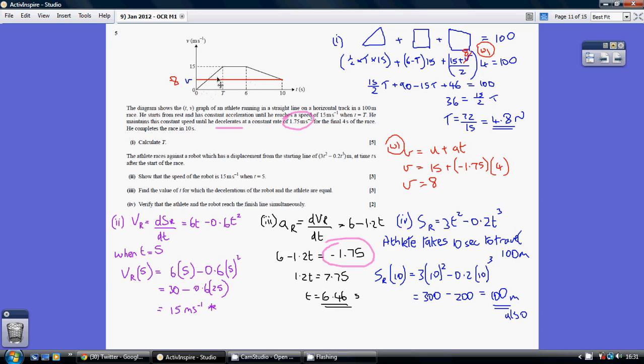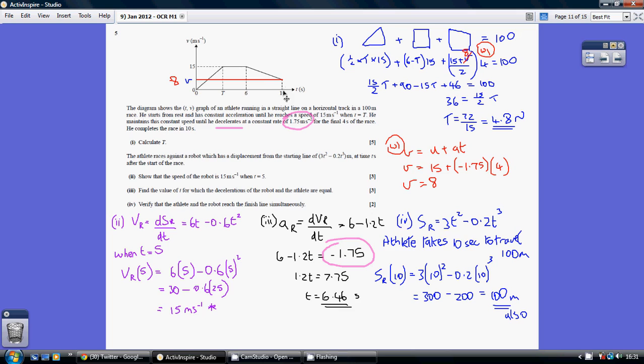So the triangle, area of a triangle is half times base times height, so half times t times 15. The area of this rectangle, well, the base is 6 minus t times the height of 15. And remember, an area of a trapezium is the average of the parallel sides. Well, we know this height is 15, but to start with, we don't know what this height here is.